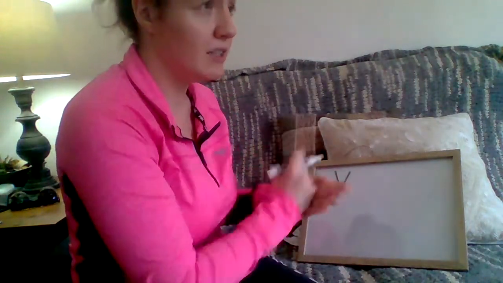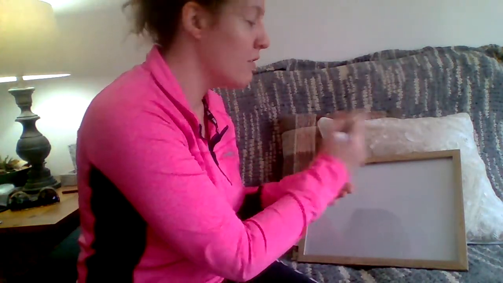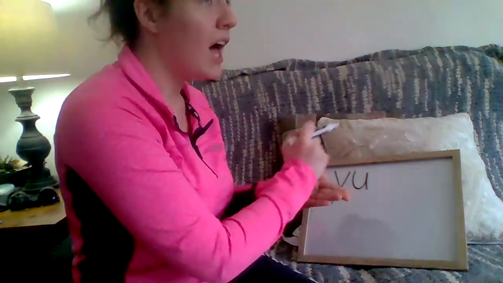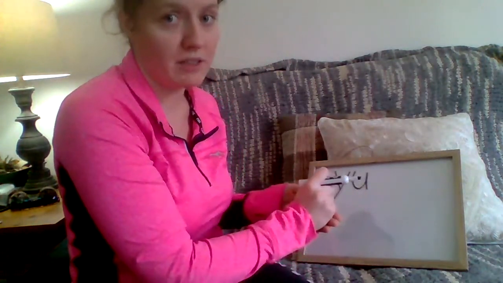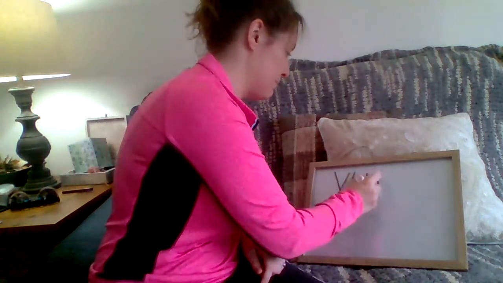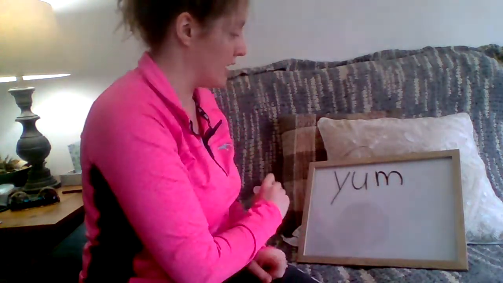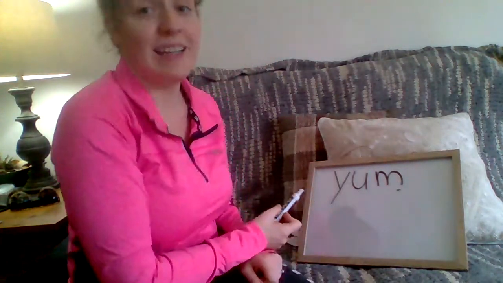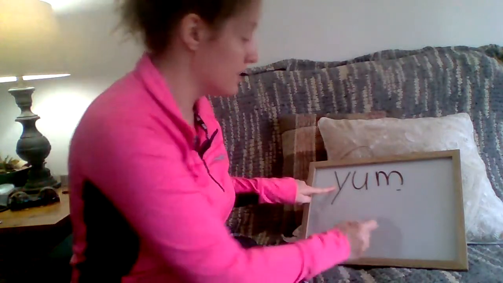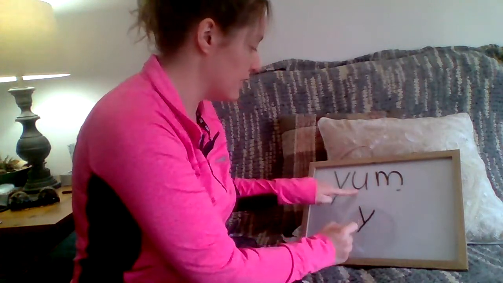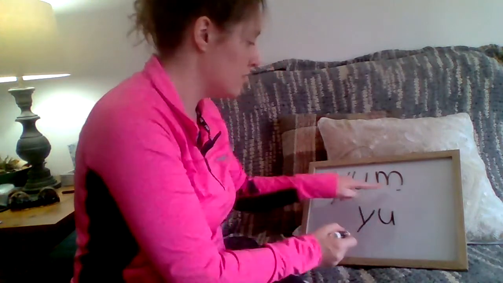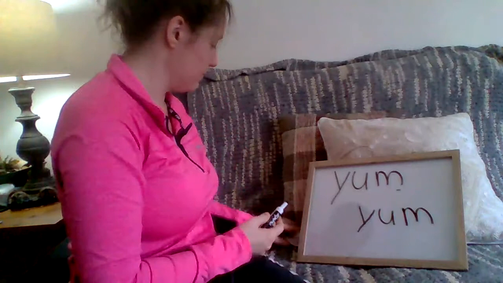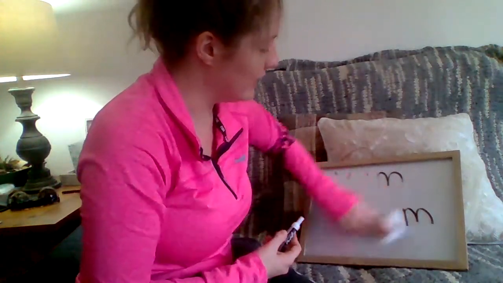Okay, the word was yum. Yum. Y-u. What letter says u? Word was yum. Y-u-m. What letter says m? Now, sound it out. Y-u-m. Yum. Now it's time to rewrite it. First letter was Y. Second letter is U. Third letter is M. Yum. This is our last word.